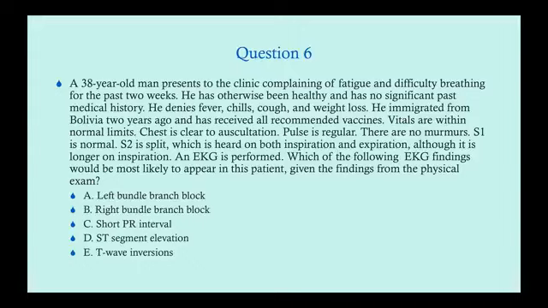All right, very classic Step 2 question here. You want to know what's wrong in this patient, and then it's asking you what would cause what's wrong in this patient. All right, so I'm going to give you the answer now. The answer is a right bundle branch block. So what's unusual in this patient is that he has what's called a persistently wide S2 split.